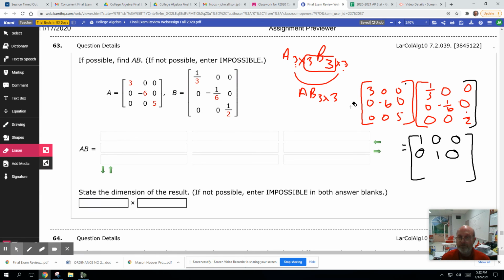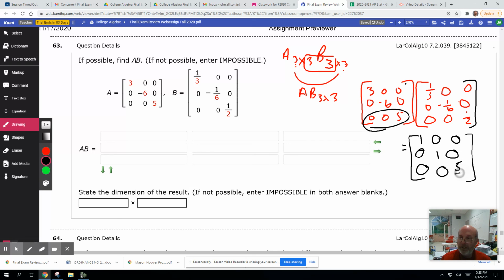Now we're going to get the third row. So we're going to multiply the third row in the first matrix, starting by multiplying times the first column. So we get 0 times 1/3 plus 0 times 0 plus 5 times 0 makes 0. Now the third row times the second column, 0 times 0 plus 0 times negative 1/6 plus 5 times 0. That's a bunch of zeros. And finally, we get 0 times 0 plus 0 times 0 plus 5 times 1/2. So this is going to be 5 halves.